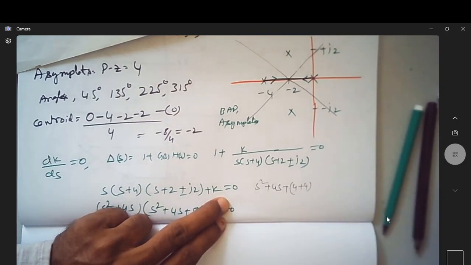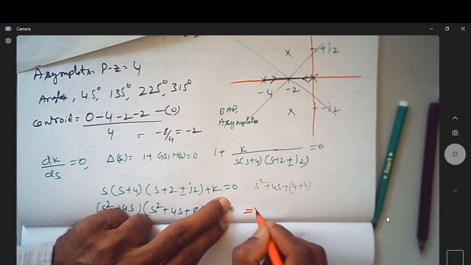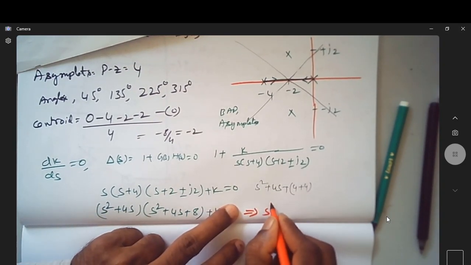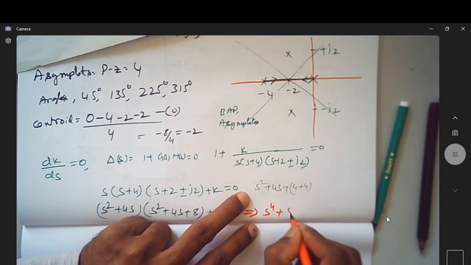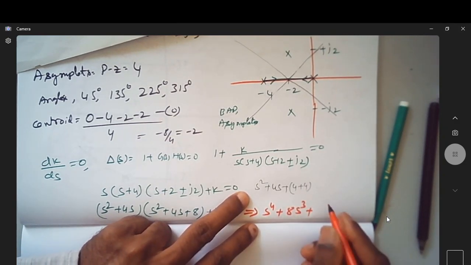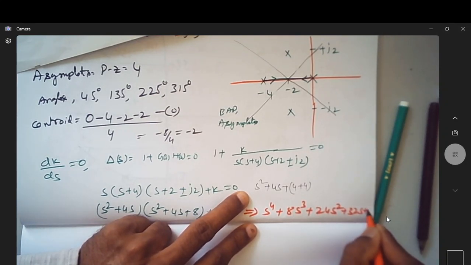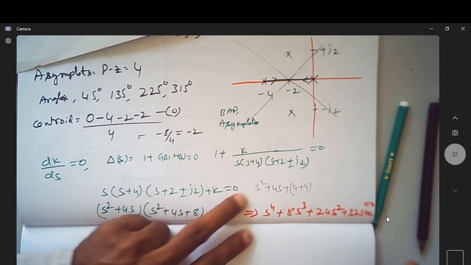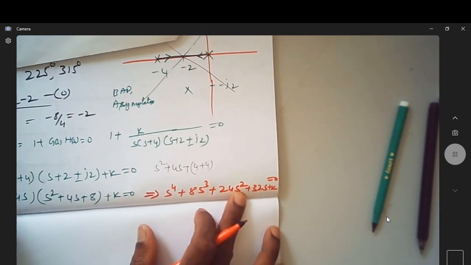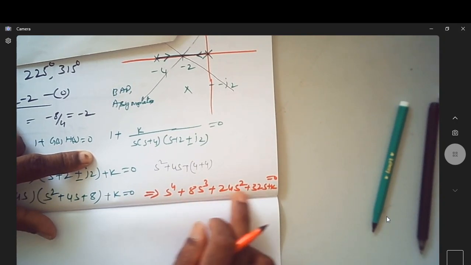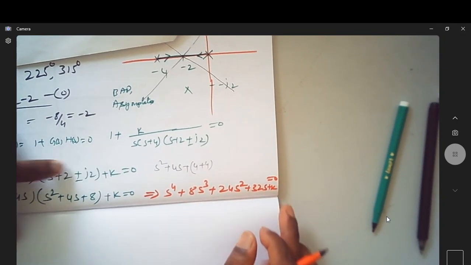So this will result in, maybe you can just pause for some time and then get the expression: s power 4 plus 8s cube plus 24s square plus 32s plus k equal to 0 is my characteristic equation.